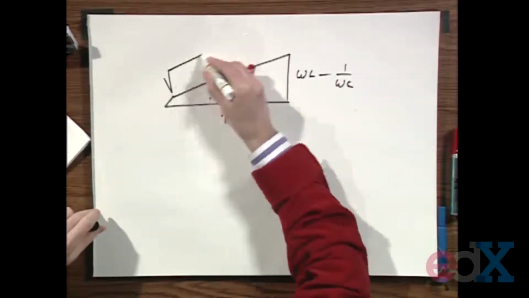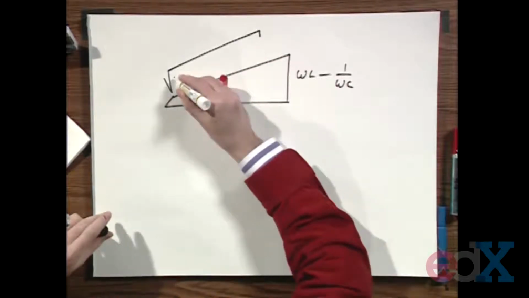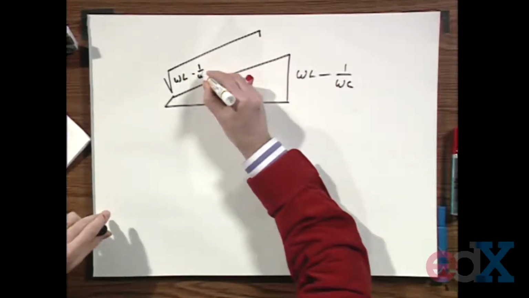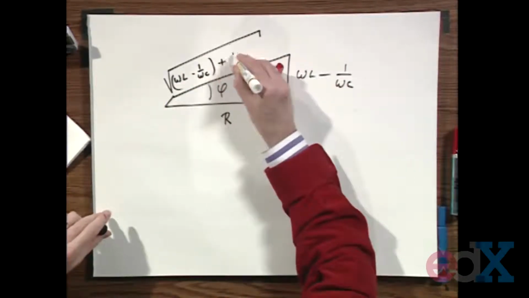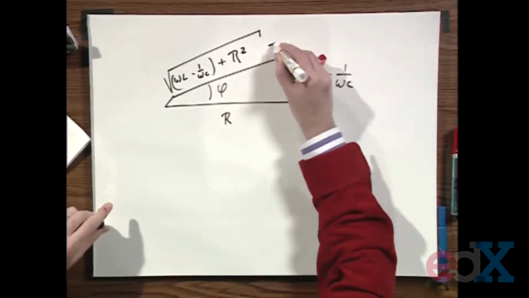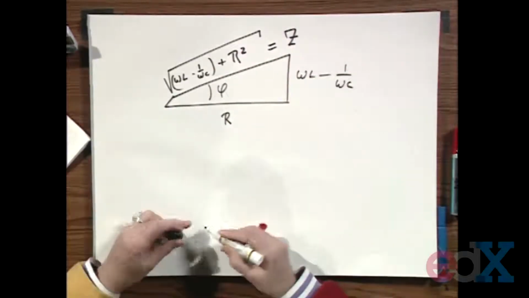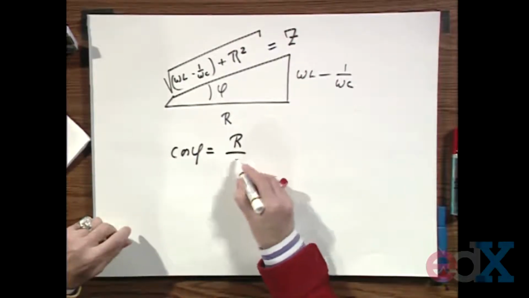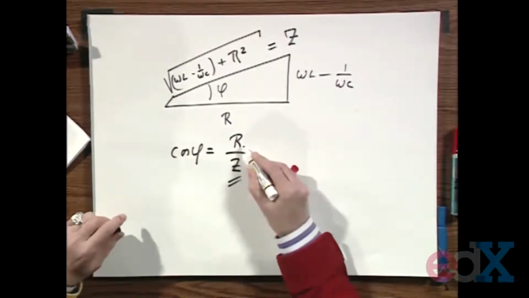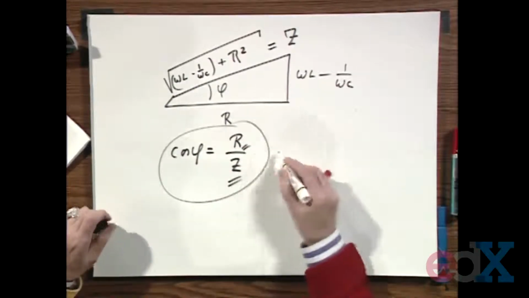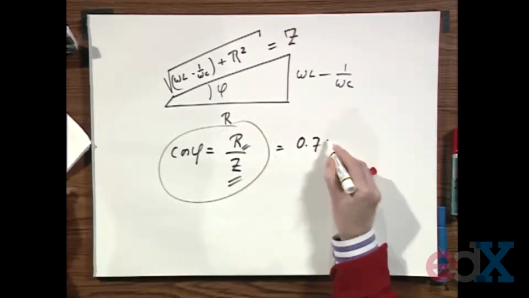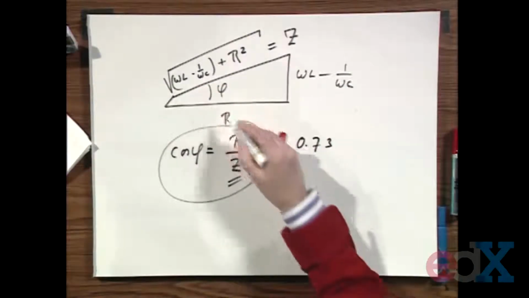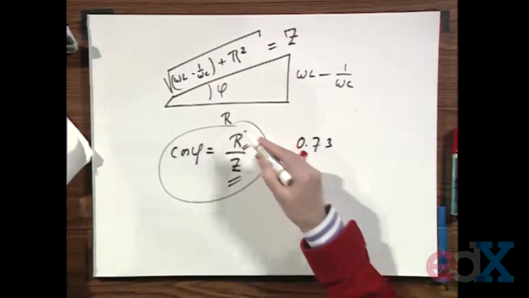That means this here must be the square root of omega L minus 1 over omega C squared plus R squared. But that is exactly Z. And so the cosine of phi equals nothing but R over Z. Since Z was given and since R was given, you can find the cosine of phi, which I believe is 0.73. So it's very easy to go from tangents of phi to cosines of phi.